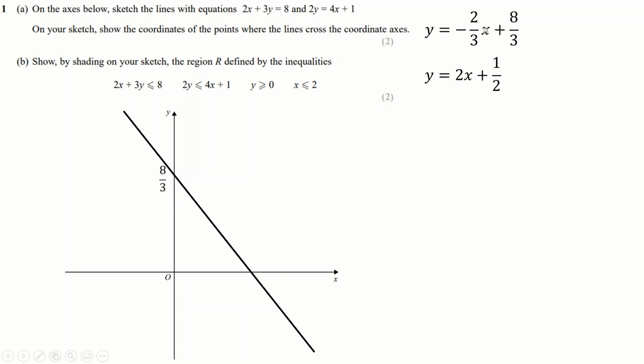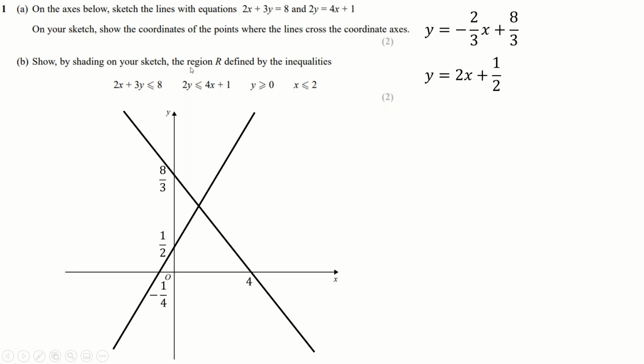So if you put in y is 0 into here, you can get x is 4 out of that if you do some maths, which I can't be bothered to do. And then this one, obviously, y-intercept of a half, gradient 2, so it's going this direction. Looks a bit like this, I guess. You can again work out by putting y as 0 in, you can work out x is minus a quarter there. And yeah, that's the first question.